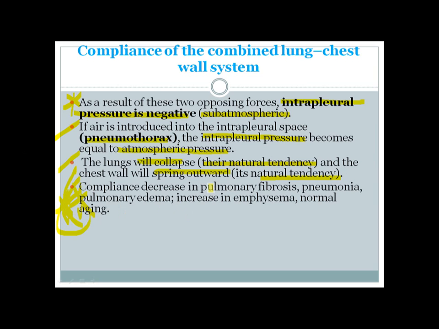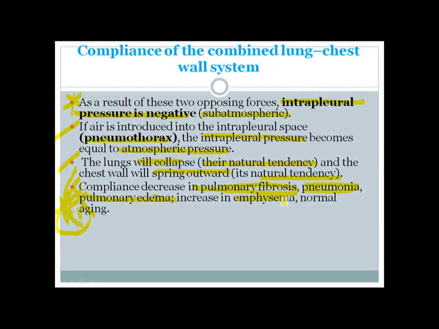Compliance is decreased in pulmonary fibrosis because pulmonary fibrosis causes diffuse fibrosis in different areas of the lung, and the airways cannot expand as well as they should. In case of pneumonia, the airways cannot expand because of infection. In case of pulmonary edema, the airways cannot expand well because there is fluid in the spaces, so the fluid is actually preventing the airways from expanding.